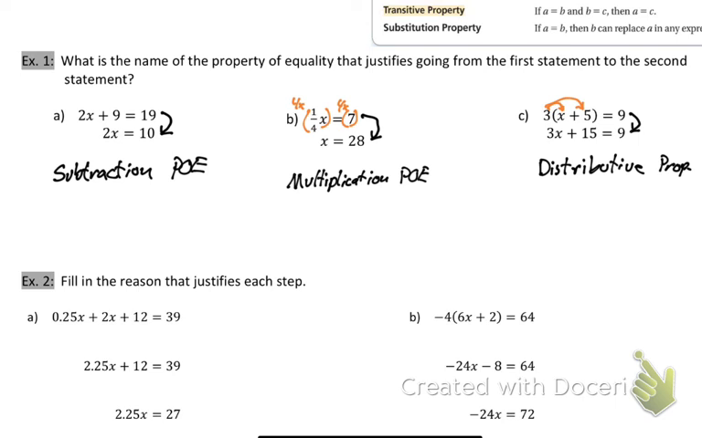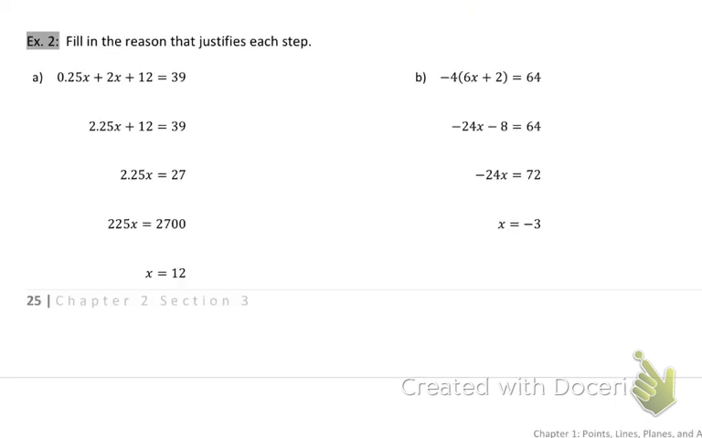Okay, let's put this together into something more like we would have done in Algebra 1. We would have solved the equation. So I have 2 equations here. We need to solve them. Now, here is the hard part about this. What goes in these spots, to the right of these, has to be how you got there. So, for instance, we go from 0.25x plus 2x plus 12 equals 39.